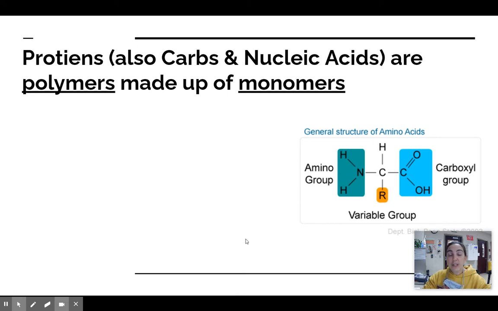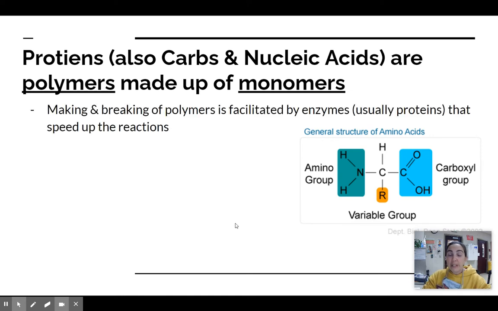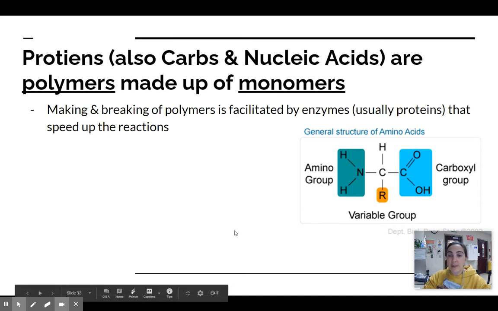We're going to talk first today about how these amino acids join together to build proteins, because these monomers need to link together in a big chain to create a protein. That building of polymers, linking together these monomers, is facilitated by enzymes. Like all other chemical reactions in living things, there are enzymes that help this to happen. And those enzymes are usually proteins also.